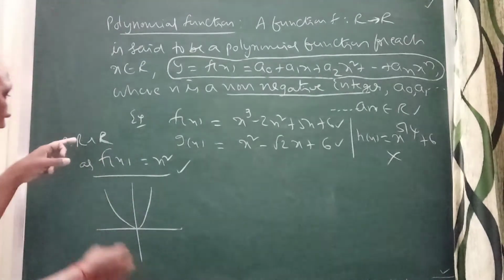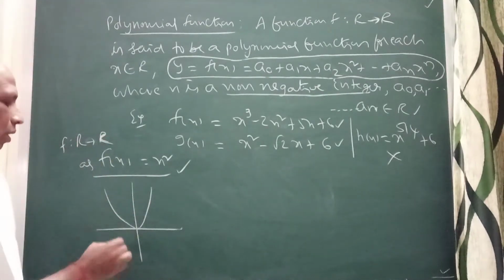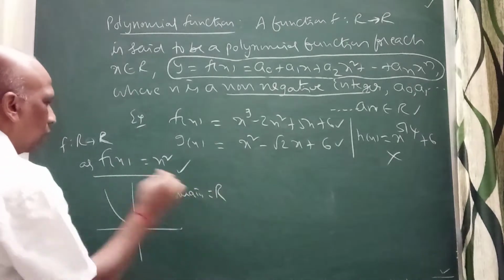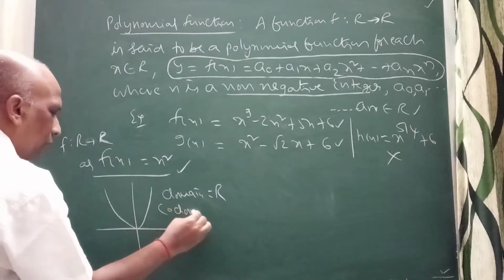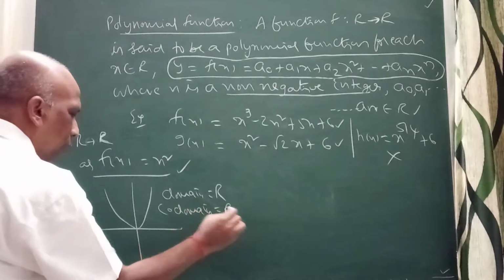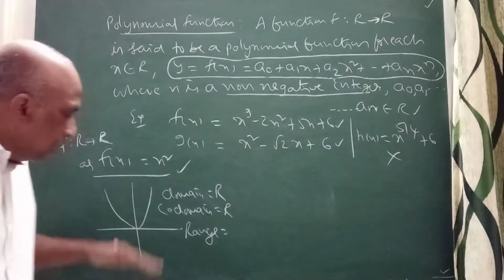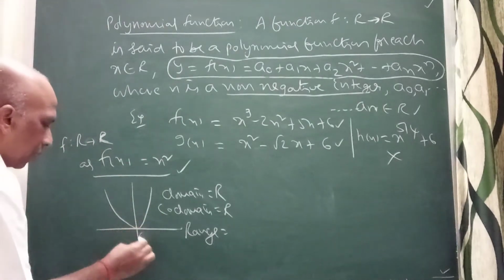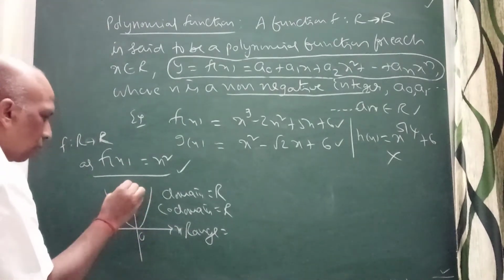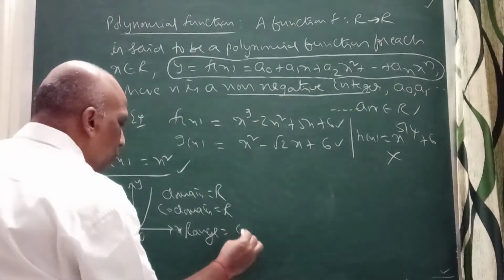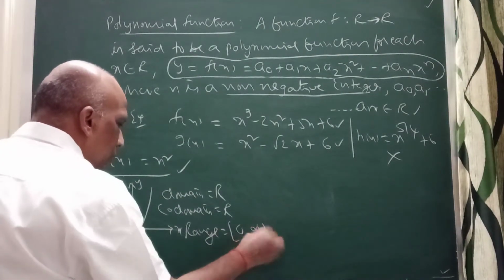Clearly we know that domain is R because I defined f from R to R. Domain of this function, I can think, domain is equal to R. Codomain is equal to R. Correct? What about range is equal to? You can see above, this is origin, right? So above origin, I can write range including 0 to infinity.